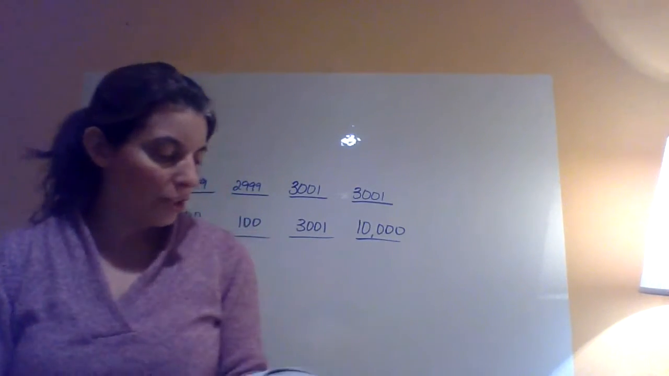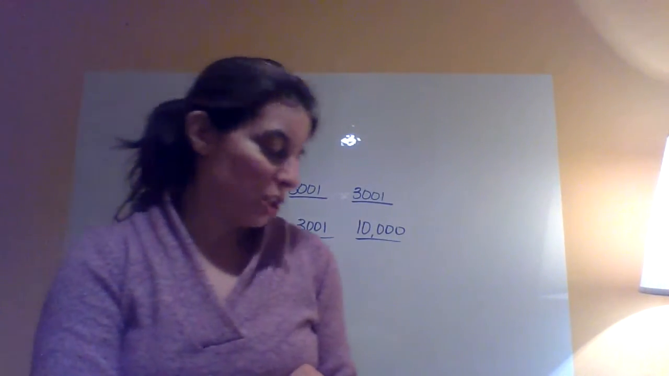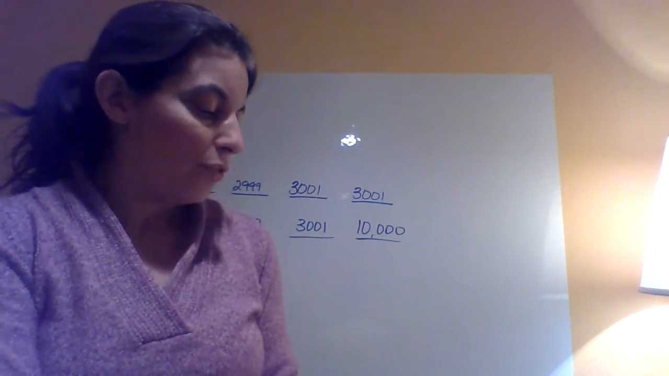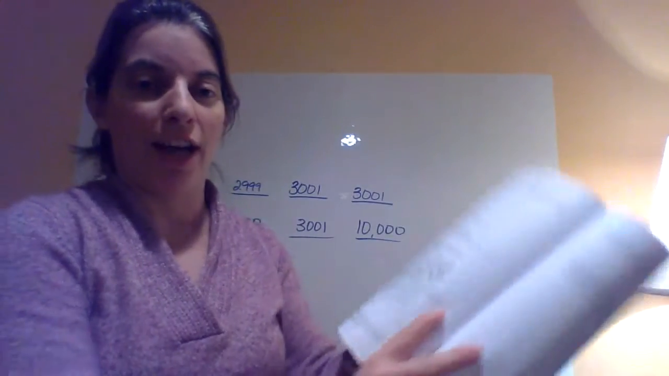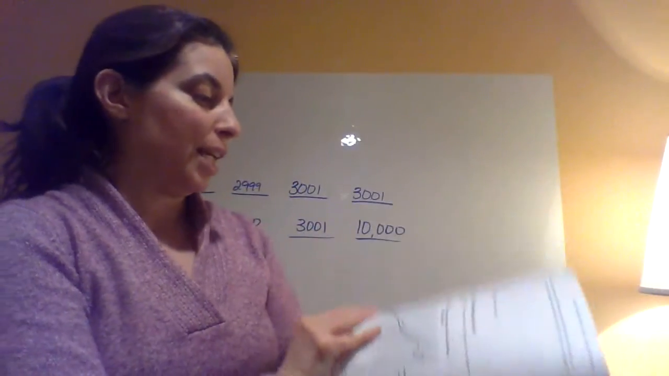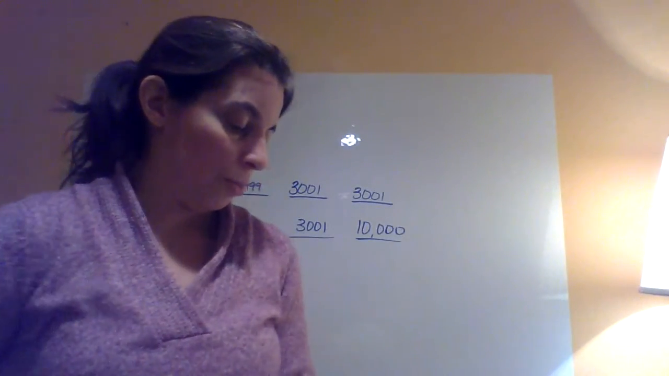Okay, so here we are to look back at problem situation 2 in lesson 2.7. We're on page 238. If you can look at that graph, it's a little hard to see if I hold it up, but this is the graph that you should be looking at. It says median and average sales price of new homes sold in the U.S.